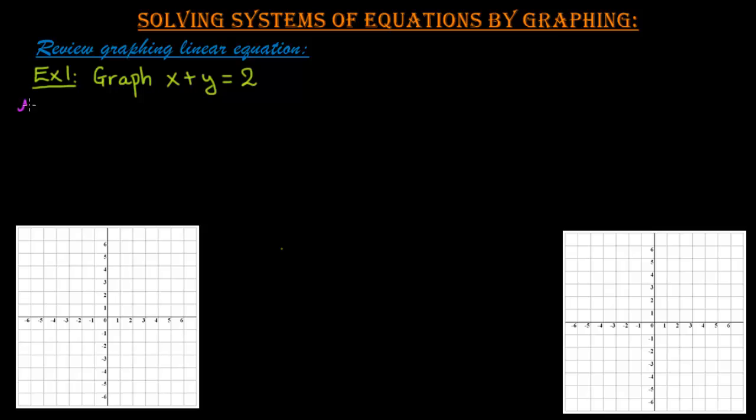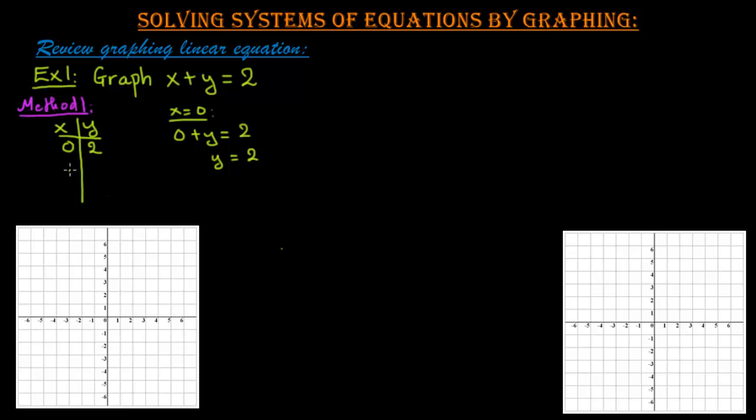Let's say method 1. We will graph this one by making an x and y value table. You choose a value for x and then plug it into the equation to get the corresponding y. If I choose the value for x as 0 and plug it in, what do we have? We have 0 plus y equal to 2, which means y equal to 2. So my first point is (0, 2).